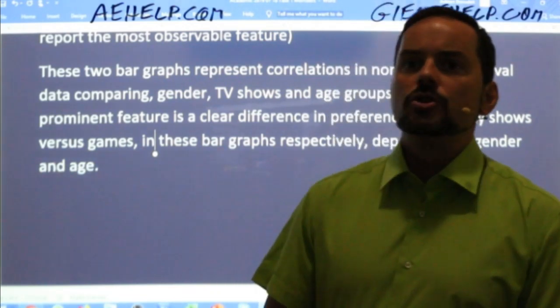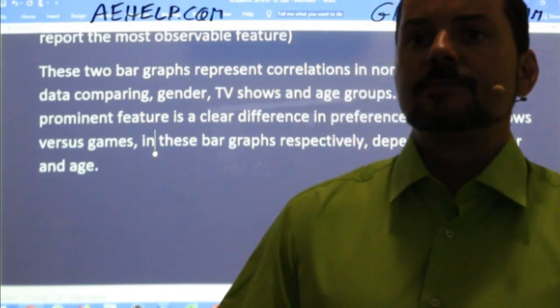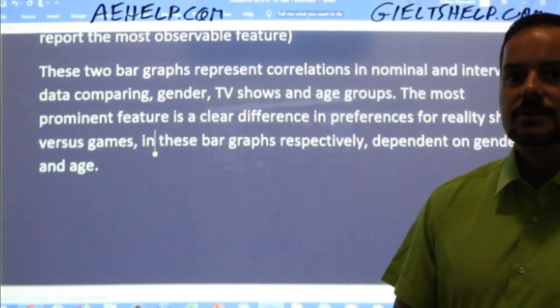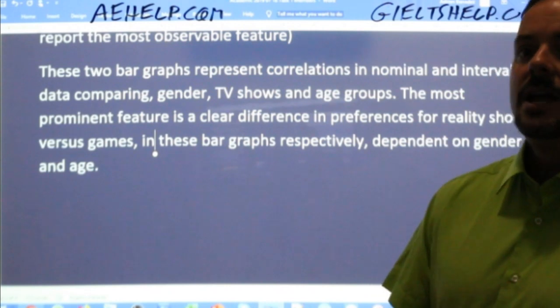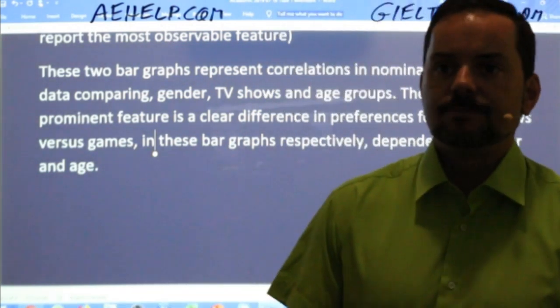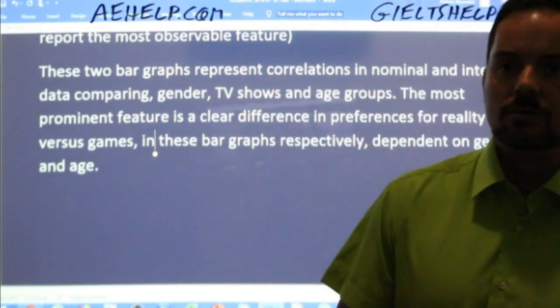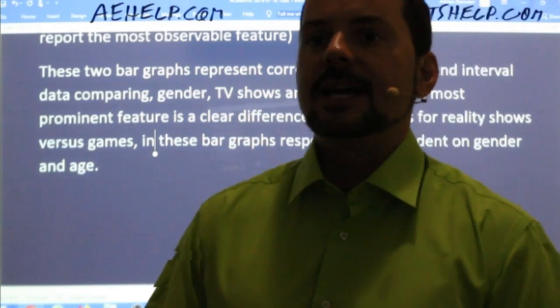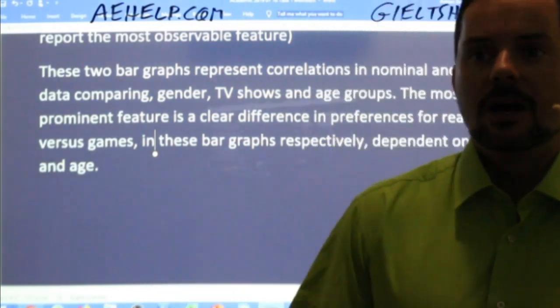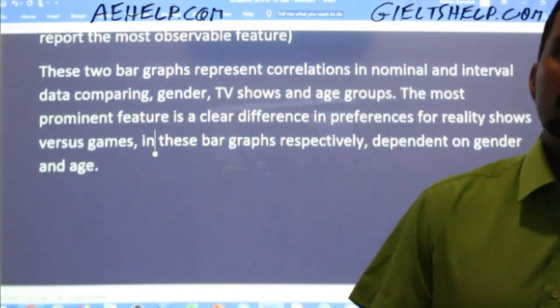Yuru says these two bar graphs demonstrate relationships between age groups, gender, and their respective preferences for two types of TV shows, namely reality and game shows, based on percentages. Yeah, Yuru, that's very good. And then Yuru continues immediately. The taste in TV shows vary between men and women and across all age groups.